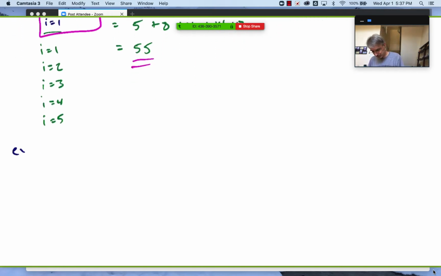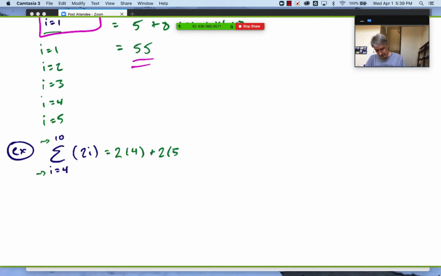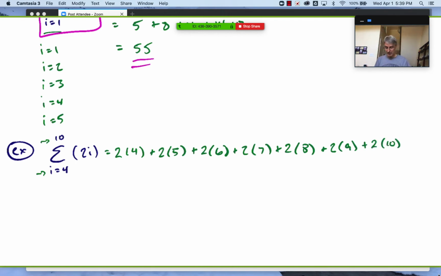Try another example. Say I do something like sigma, we'll put I equals 4 on the bottom and then 10 on the top. And we'll just put like 2i right here. So now I've got I equals 4 will be the first value that I plug in. And then I'll keep plugging in I values until I get to 10. So it'll look like this. 2 times 4 plus 2 times 5 plus 2 times 6 plus 2 times 7 plus 2 times 8 plus 2 times 9 and then plus 2 times 10. And then I stop because 10 is the number on the top.